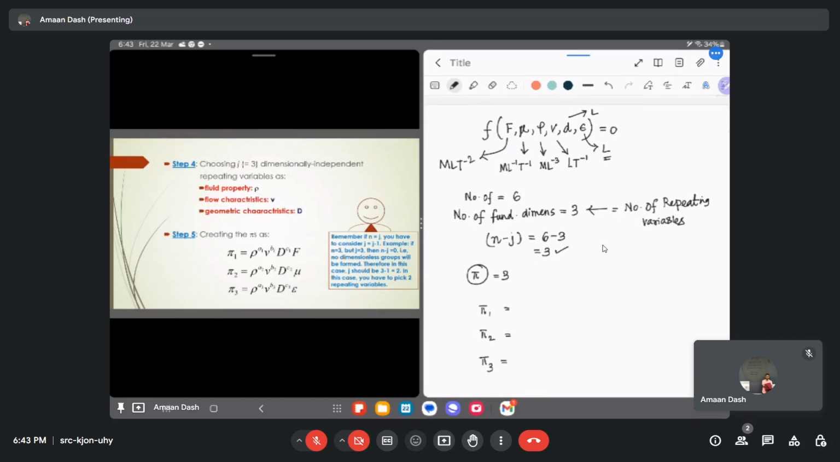So let's say one of the repeating variables is D. If we have considered D, we cannot consider epsilon again, because with D dimension we can easily create this epsilon dimension. So the repeating variable should be such that from one we cannot create the other. So let's say the next one we can consider something with L and T. You can see there is no mass in this, so we can consider this V, because now we have D and this is V. We cannot create D from V, or V from D. And then for another we can take anything, like density, or viscosity also. It doesn't matter.